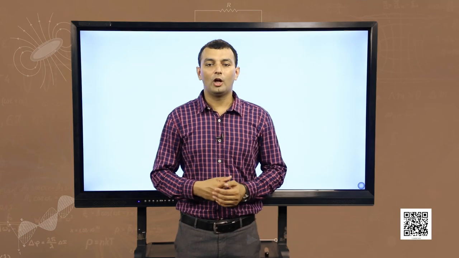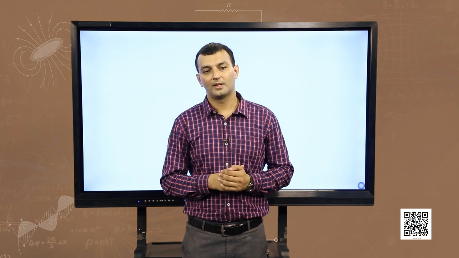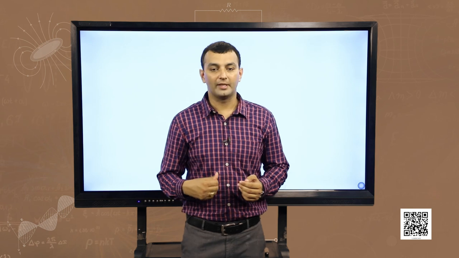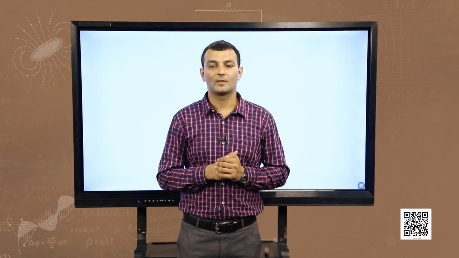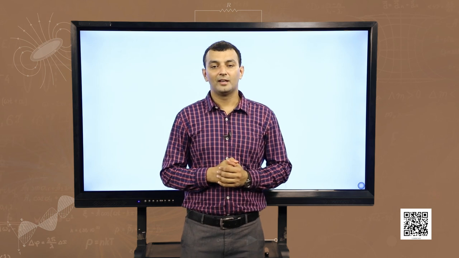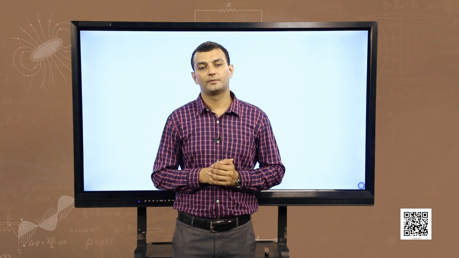All right, we all are very well aware that copper is a better conductor than aluminium. But still, overhead power cables are almost exclusively made of aluminium. What is the reason behind this? Let us find an answer to this. To do this, we'll solve one question.